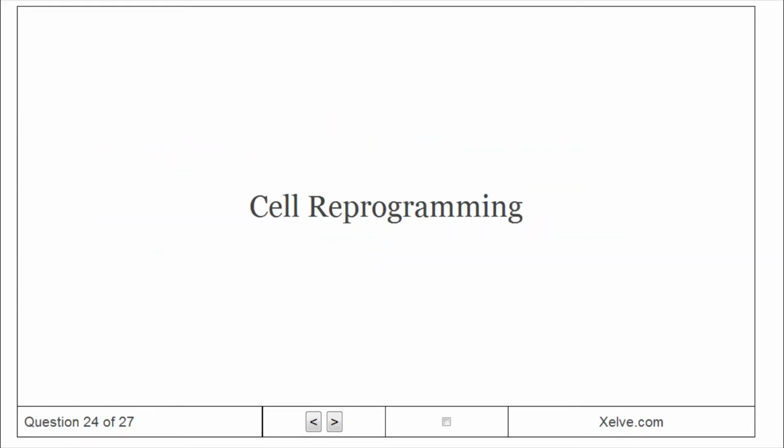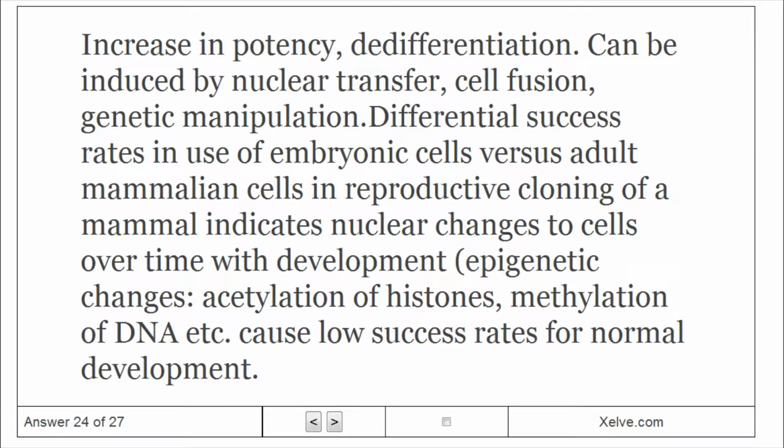Cell reprogramming. Increase in potency. Dedifferentiation can be induced by nuclear transfer, cell fusion, and genetic manipulation. Differential success rates in use of embryonic cells versus adult mammalian cells in reproductive cloning of a mammal indicate nuclear changes to cells over time with development. Epigenetic changes, acetylation of histones, methylation of DNA, etc., cause low success rates for normal development.